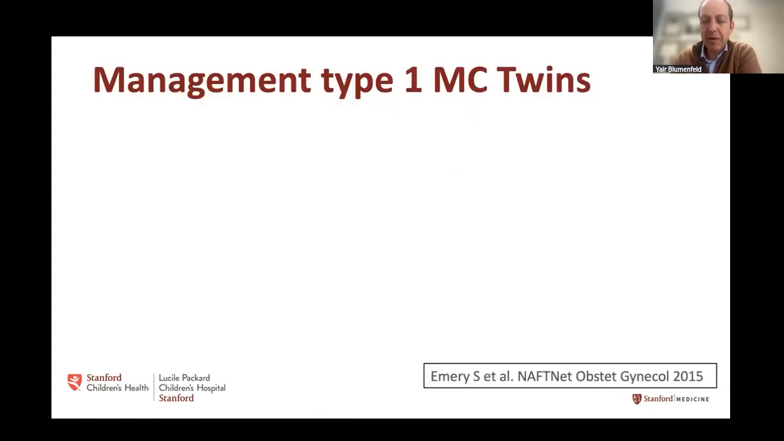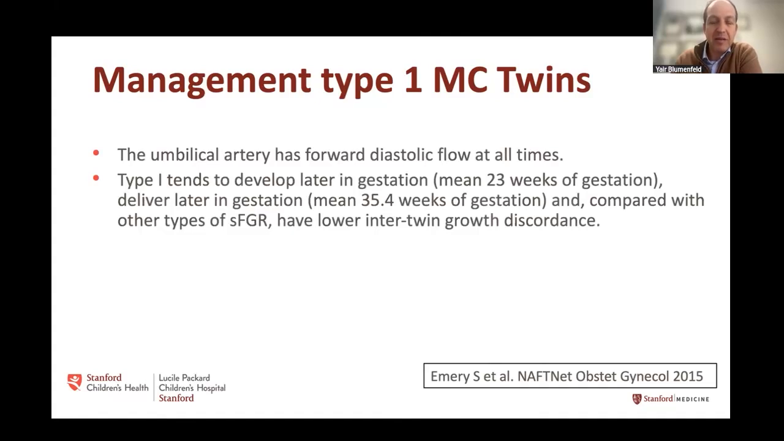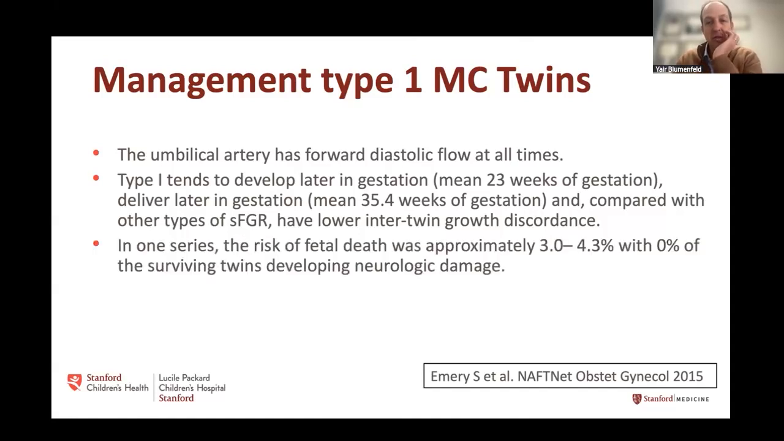But really, if we talk about type 1 monochorionic twins, those with normal Doppler indices, really they tend to develop later in gestation. They tend to have favorable outcomes. There tends to be lower discordance. The risk is usually very low. One study had a little bit of a higher risk, but really it's as close to zero as you can get.